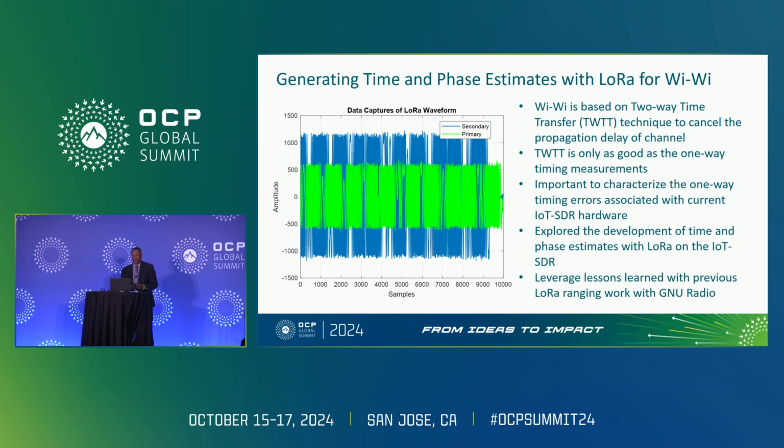This is just a quick overview of two snapshots that were taken with the IoT SDR. One is from what I'm calling the primary, and the other one is called the secondary. Those are the symbols, or the chirp spread spectrum signals, that were being generated from the LoRa transceiver. I just want to give you an overview of what we're looking at. This spans about 10 milliseconds, and it's about 9 symbols. That is the framework of the data that I'm going to use to show you the remaining results.